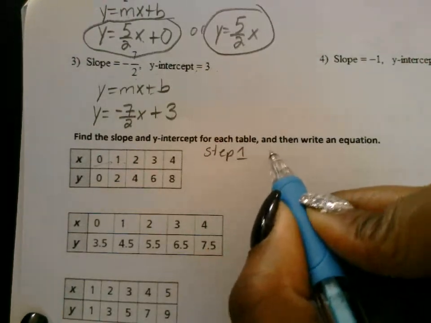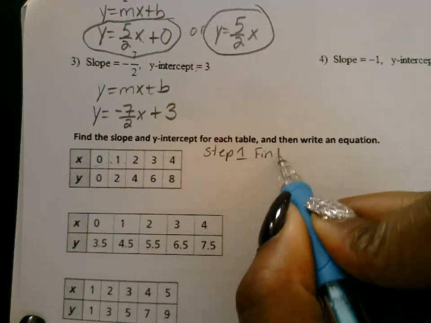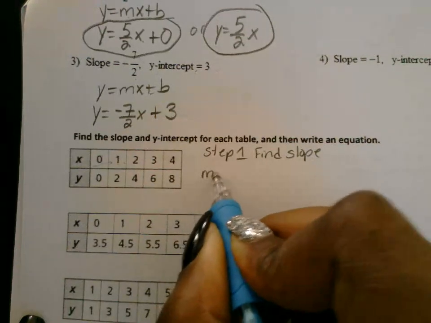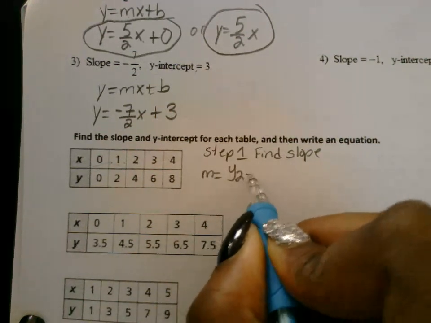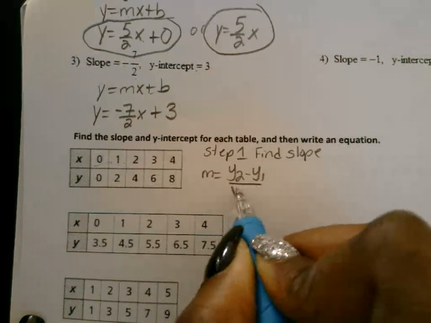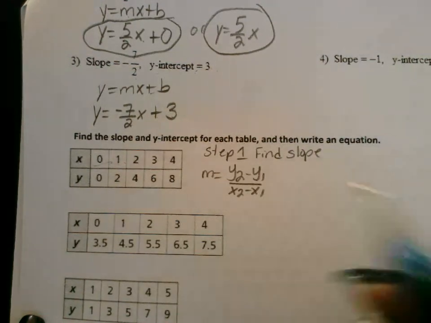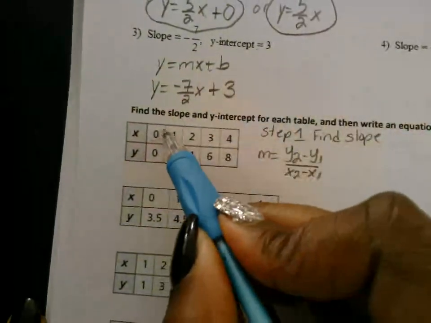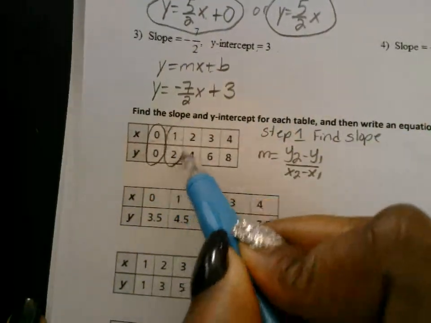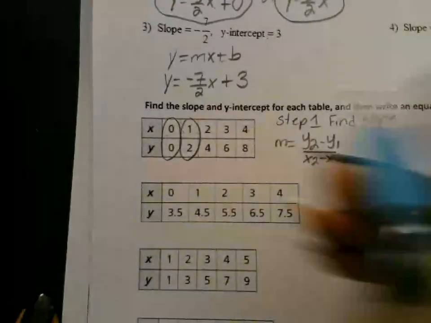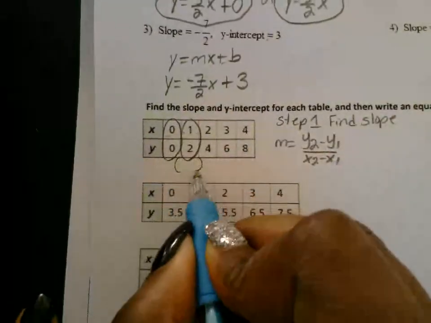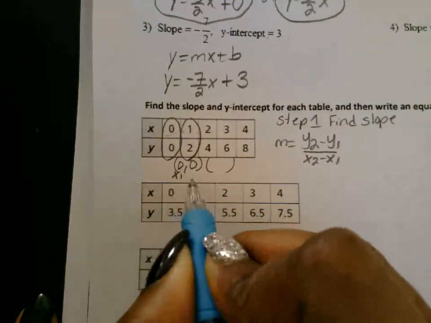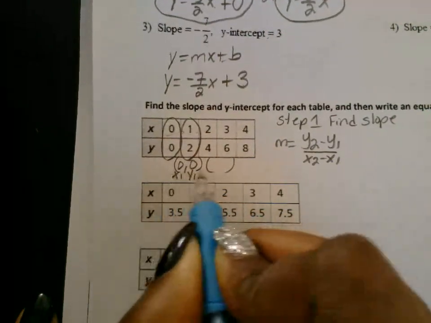So first step is to find the slope. Remember, m is the slope. The formula for slope is y2 minus y1 over x2 minus x1. Okay? So let's pick 2 points. I'm going to pick this x and y and this x and y. Got 2 points. My first point, 0, 0, x1, y1. This is my first point.